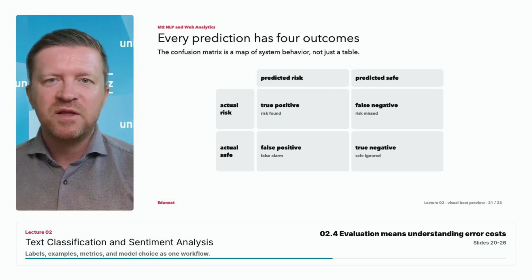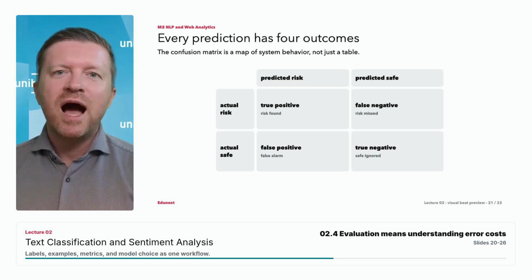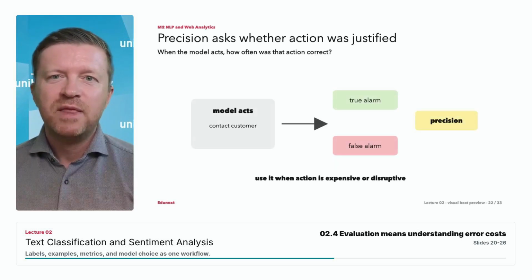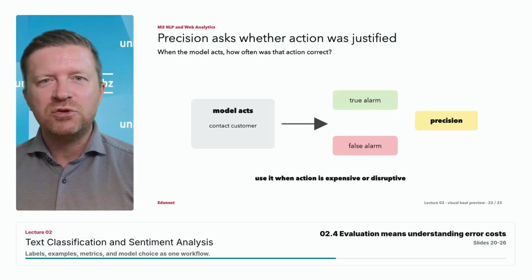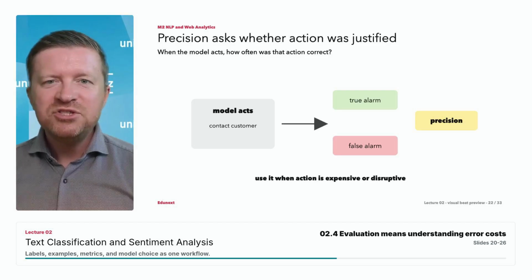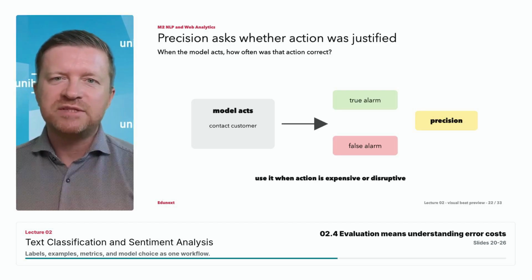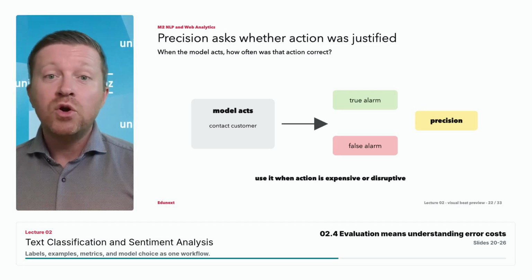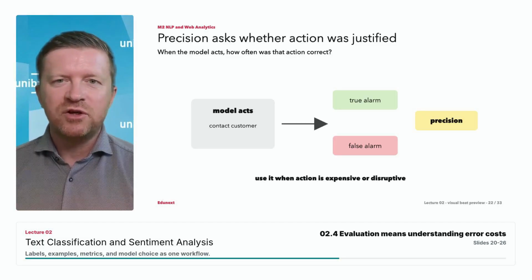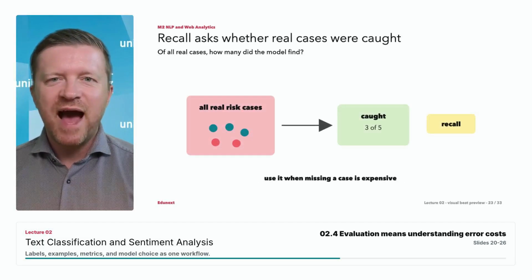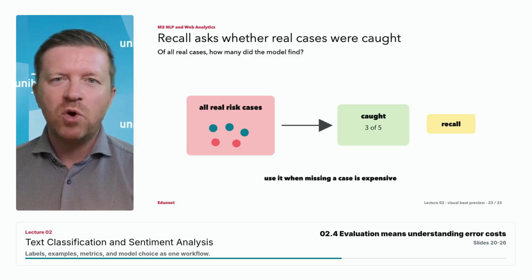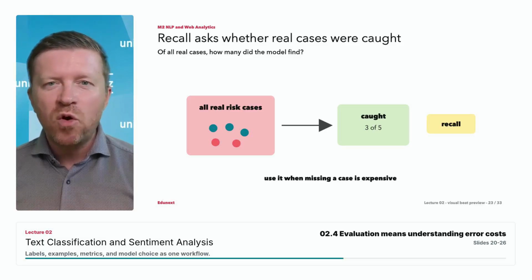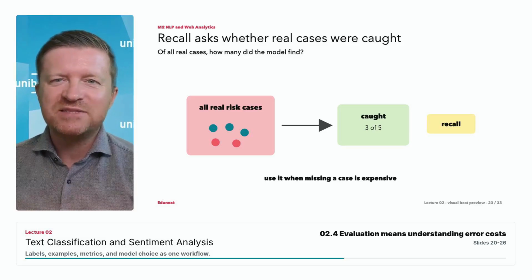Precision asks, when the model takes an action, how often is it justified? If the model says contact this customer, how often was that a good use of the team's time? Precision matters when false alarms are expensive or disruptive. Recall asks a different question. Of all the real cases, how many did we catch? If there are 100 customers who are truly at risk, how many did the model find? Recall matters when missing a case is expensive.